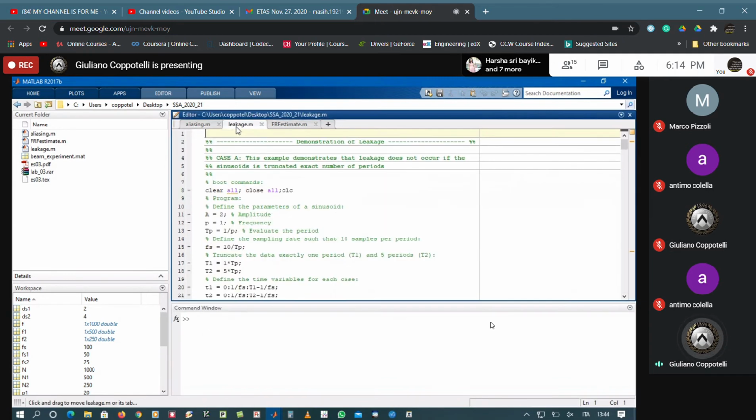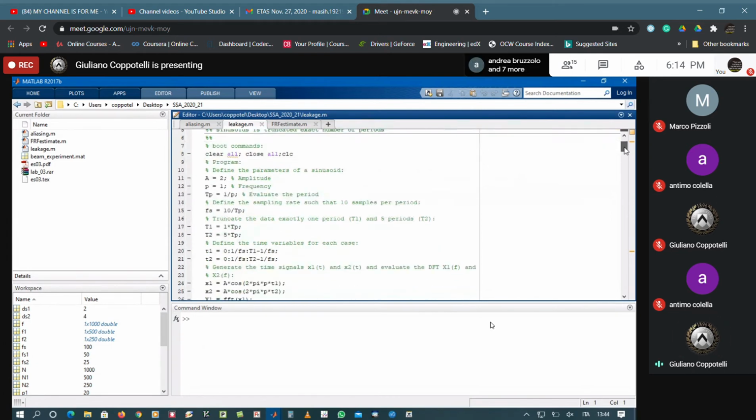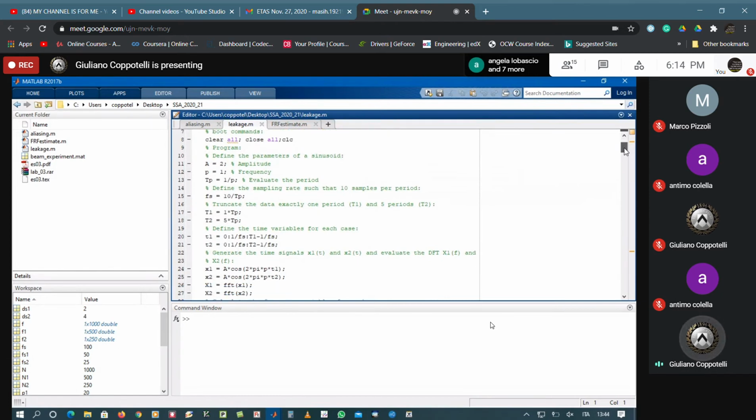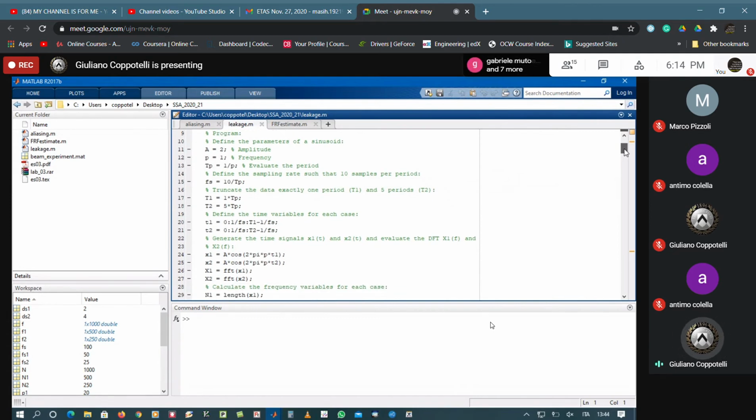So let me show you the Matlab file. Once again we start with a boot command that clears everything. We are now introducing an amplitude and a frequency of 1 Hz, for example. The corresponding period is 1 over the frequency, so it is 1 in this case. And we are using a sampling rate that is 10 times the period.